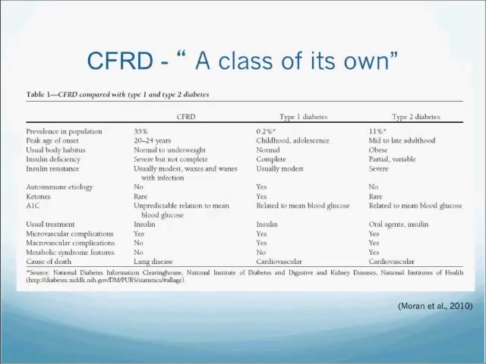So this is kind of a busy slide, but I like it because it really outlines how distinct CF-related diabetes is from type 1 and type 2 diabetes. Just if we look in the column under CFRD, the prevalence is much higher than type 1 and type 2 in the population, 35%. It's a younger group of people that get it. Usually peak age of onset is early adulthood, 20 to 24.